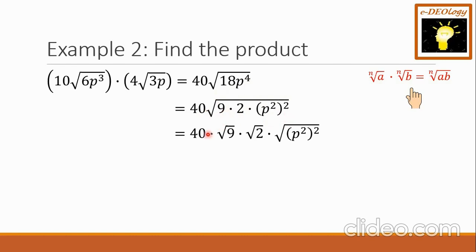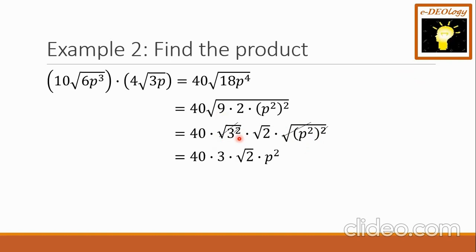So we have now, first the 40 I copied here, times the square root of 9, times the square root of 2, times the square root of p squared and again squared. The next is, we will show that 9 to be a 3 squared value. And then, we are now to simplify further. I copy first the 40. On this term, I cancel the radical along with that power 2, so only the base 3 will come down.